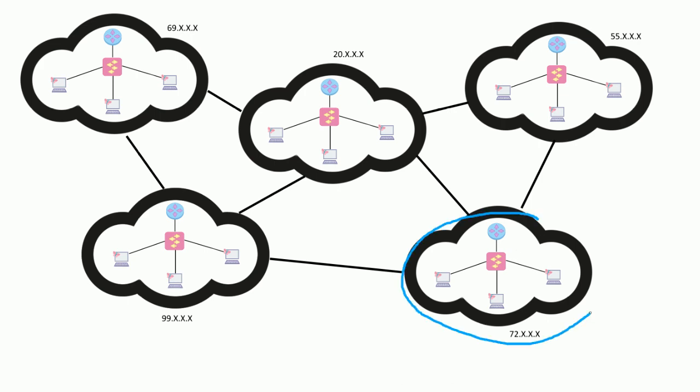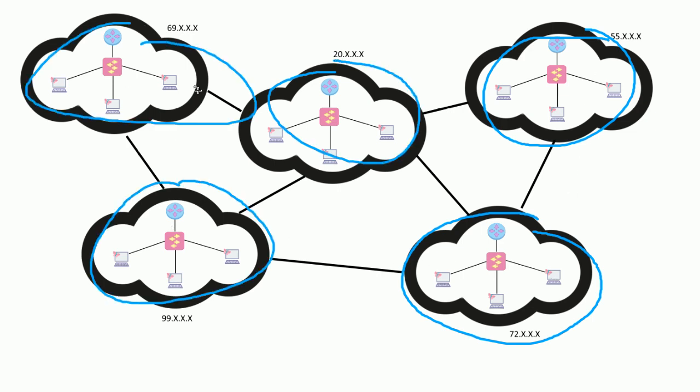Here we have different networks. There's the 20 network, the 55, the 72, the 99, and the 69. All these networks are interconnected. Each one of these networks represents a service provider, internet service provider, or telco. And they all have peering agreements between each other. So they're all interconnected, maybe by a fiber, maybe copper, maybe wireless. There are different ways, a T1 line, all kinds of different ways to connect different internet service providers.